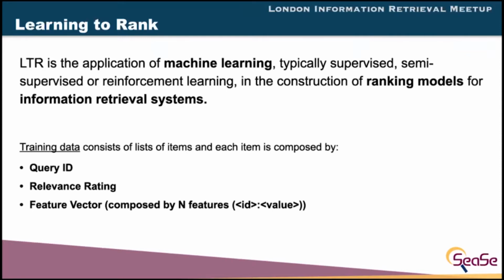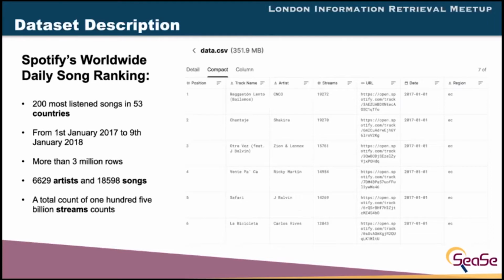Before telling you our approach, first of all, I want to briefly describe the dataset and its features. So the dataset is about the daily ranking of the 200 most listened songs in 53 countries. It spans the period from the 1st January 2017 to the 9th January 2018. It contains more than 3 million rows.